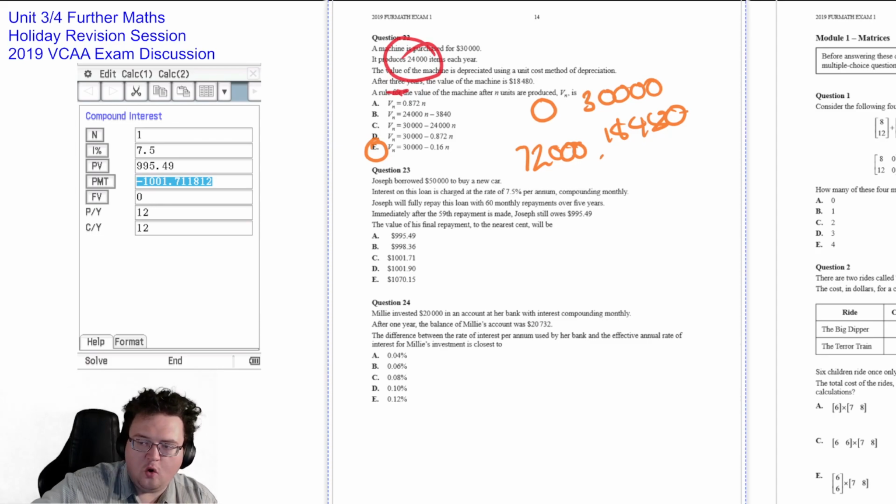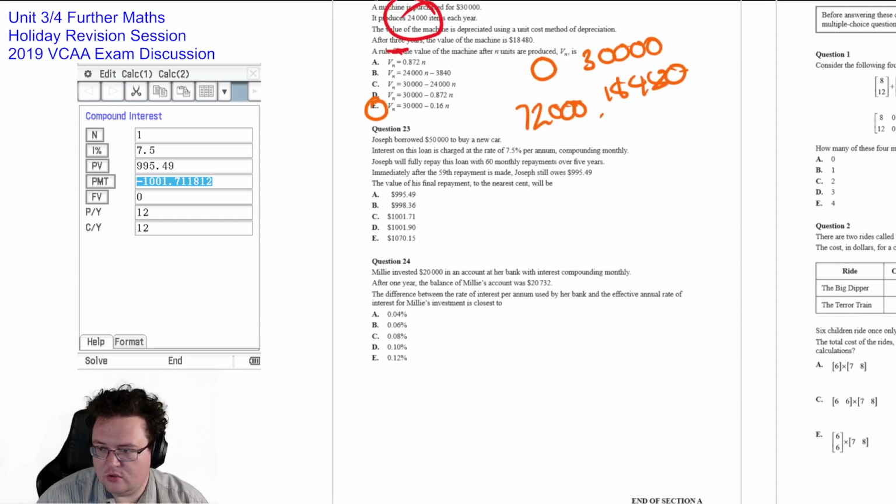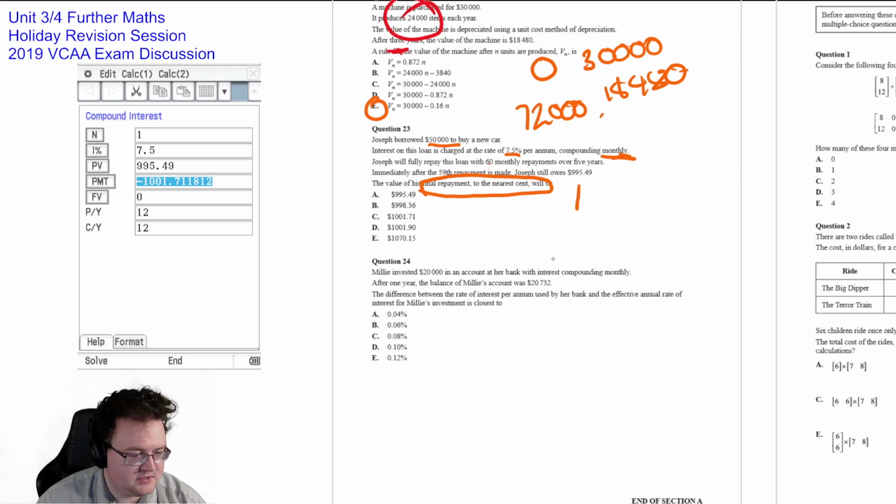All right, so they've given you all this extra information that you don't need. But one of the answers that they put in there was if you did take advantage of all that extra information. You care about this information, you care about this information. You know it compounds monthly, so you need that for PY and CY. Final repayment. How many payments does he need to make? Well, 59th, 60th, so he needs to make one payment.